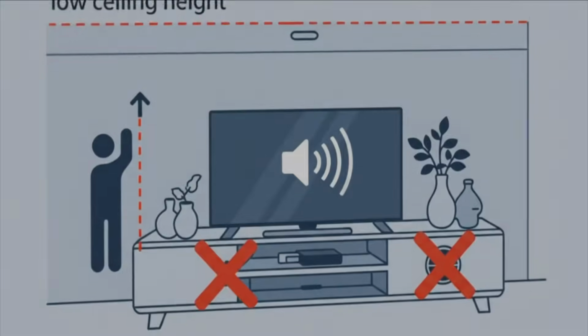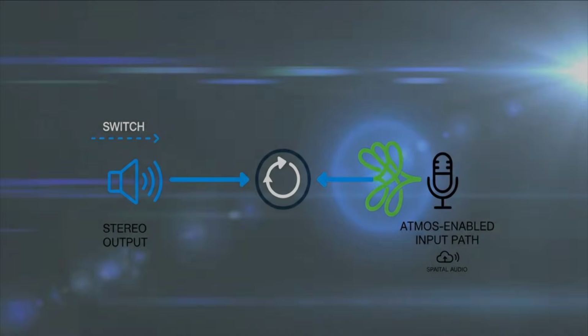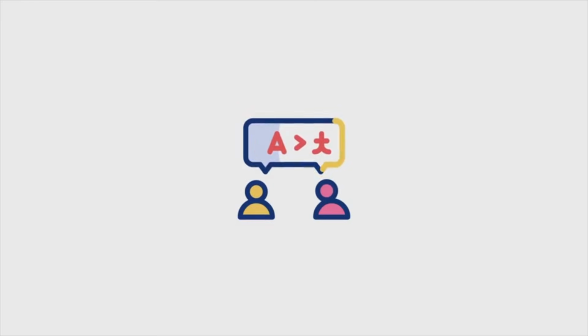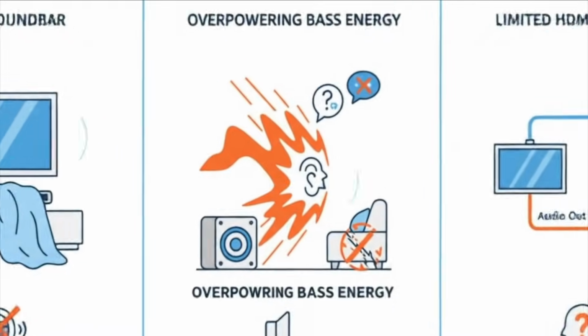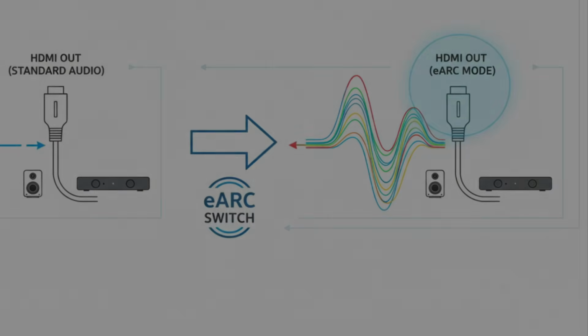Troubleshooting common problems. No height perception. Check ceiling height, obstructions above soundbar, height channel level, whether content is truly Atmos. Many streaming apps default to stereo. Confirm the input format. Muffled dialogue. Possible causes: soundbar blocked by TV frame, excessive bass masking mids, incorrect HDMI connection. Enable eARC for full bandwidth audio.